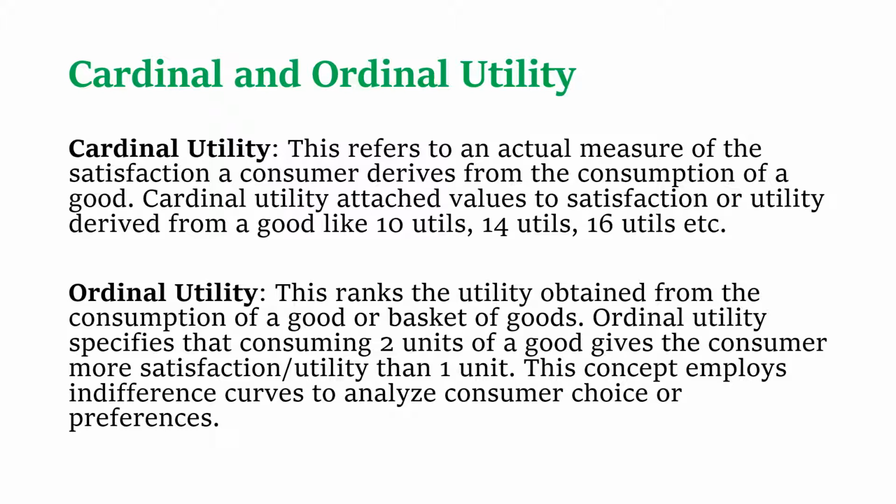On the other hand, ordinal utility ranks the utility obtained from the consumption of a good or basket of goods. Ordinal utility specifies that consuming 2 units of a good gives the consumer more satisfaction than 1 unit. So the individual derives more satisfaction when he consumes 2 hamburgers than 1 hamburger. That's why you see the total utility there is higher. So he derives more satisfaction. But what happens here is the marginal utility declines.